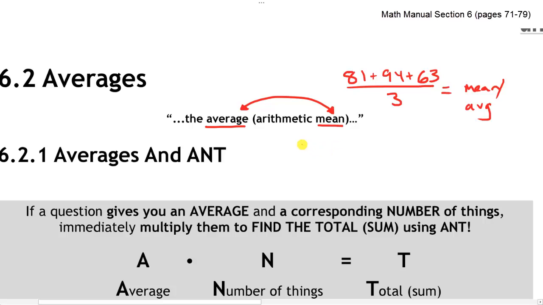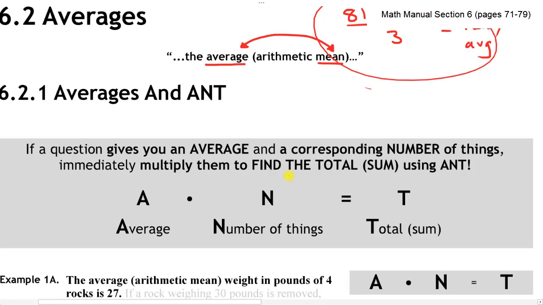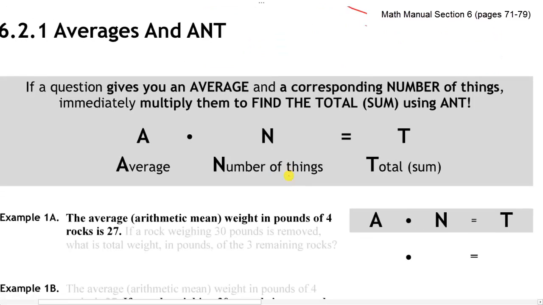However, on the SAT, they will not tend to ask questions like this. On the SAT, instead, some different things will be given, and different things need to be calculated. Your regular old average formula, as we just saw, I'm going to write it like this. Average equals total over number of things. A equals T over N.